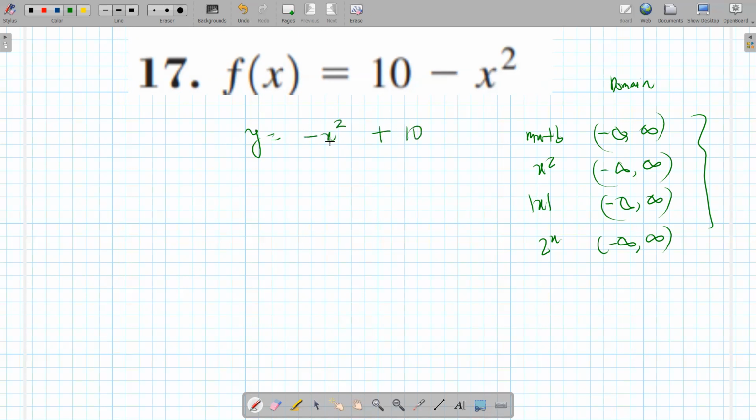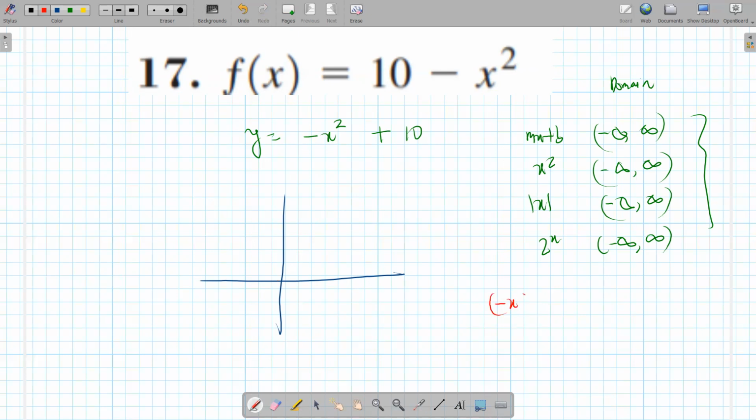What is the parent function? The parent function is x squared. That looks like a U, a parabola that goes through the origin. And there's a reflection on the, would that be y or x? That would be x, flip it upside down. That's the a value. It's a reflection on the x-axis because this minus sign is outside the function.